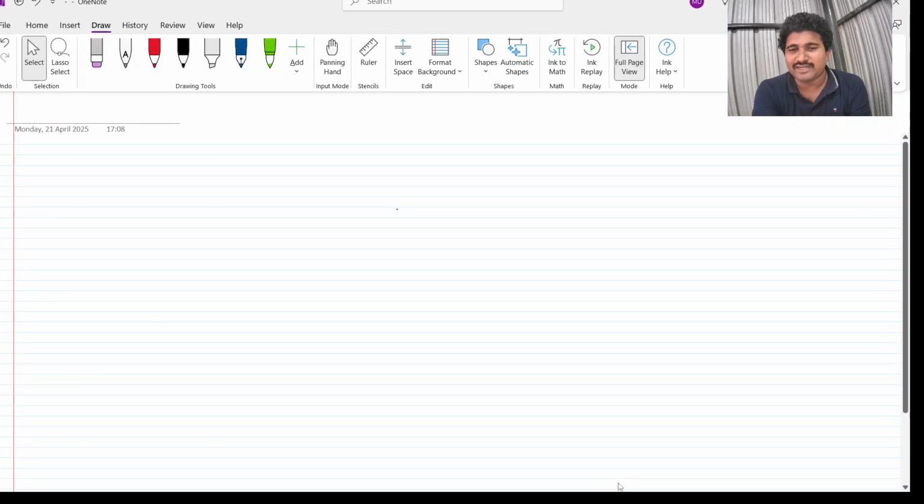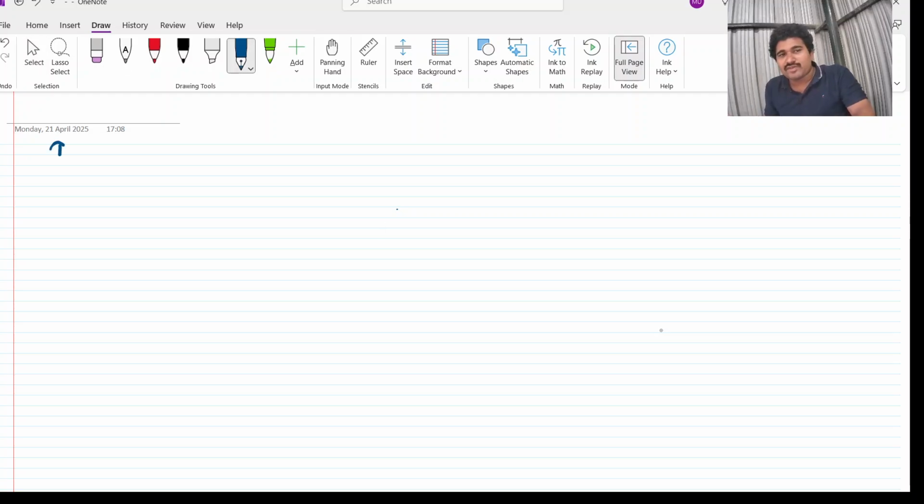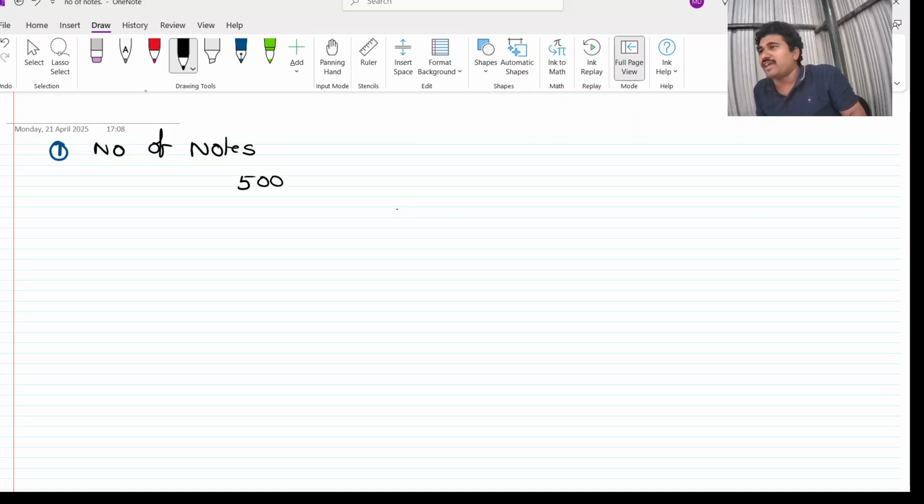Today we are going to learn about two models of questions. One question is, they will ask the number of notes. Meaning, for example, if I go to a shop, I am having 500 rupees in my hand.